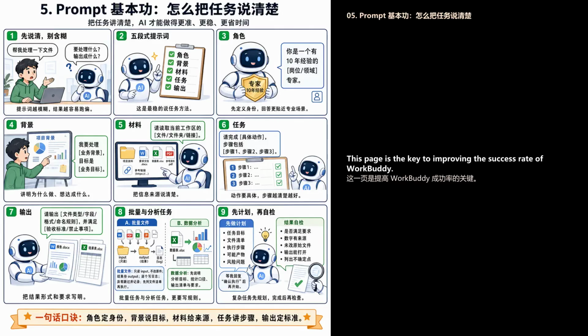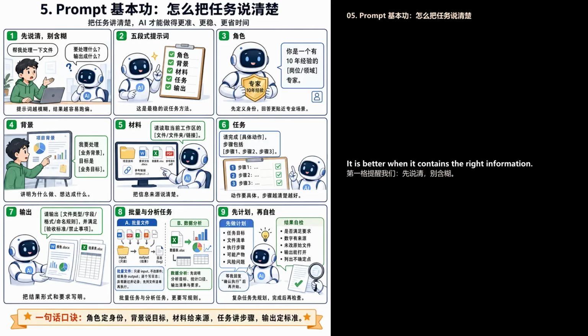This page is the key to improving the success rate of WorkBuddy. A prompt is not better just because it is longer. It is better when it contains the right information. The first panel reminds us to be clear and not vague. "Help me process this file" is too broad. AI does not know what to process, what to output, or what standard counts as completion. The more vague the prompt, the easier the result drifts.